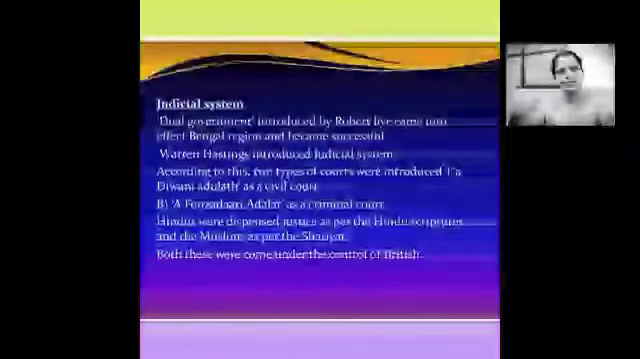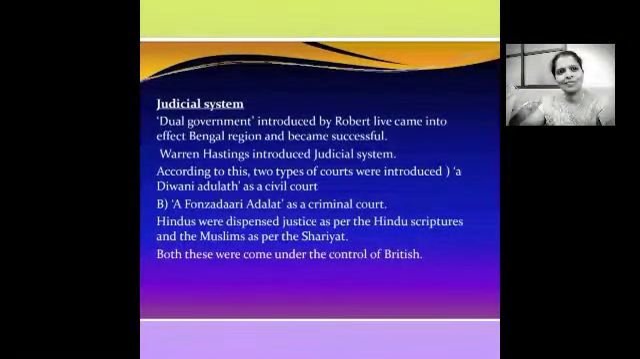A new judicial system started finding roots when the British rule began taking over from the Mughal rule. After the Battle of Buxar and Battle of Plassey, they got the right of Diwani and Zamindari. And by the introduction of dual government by Robert Clive, it came into effect in the Bengal region and became successful.